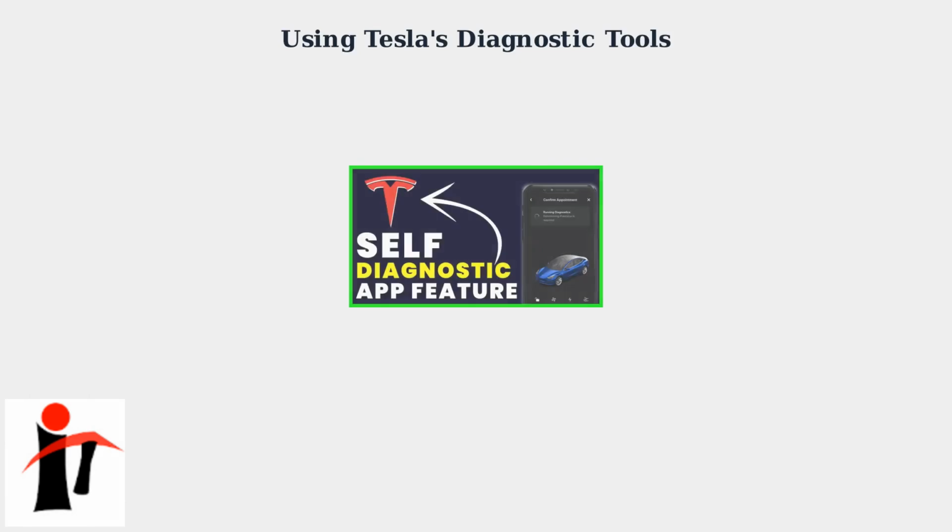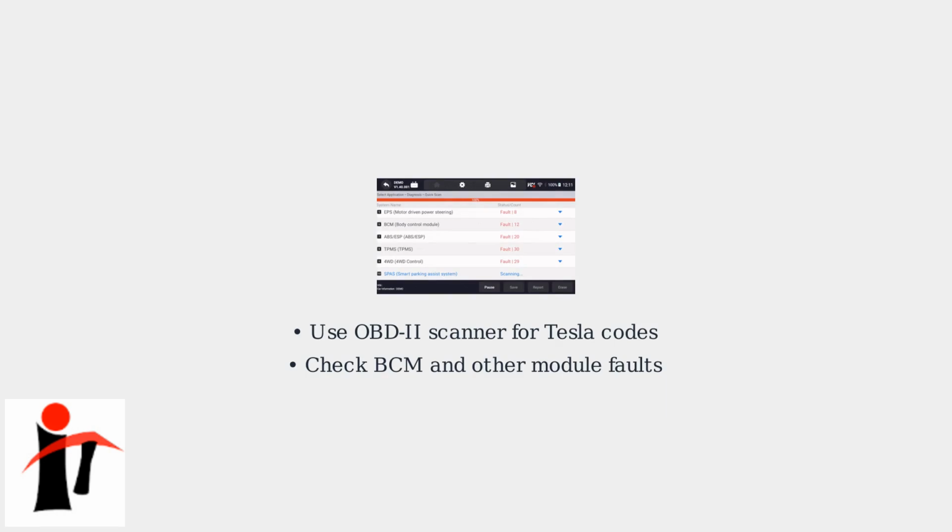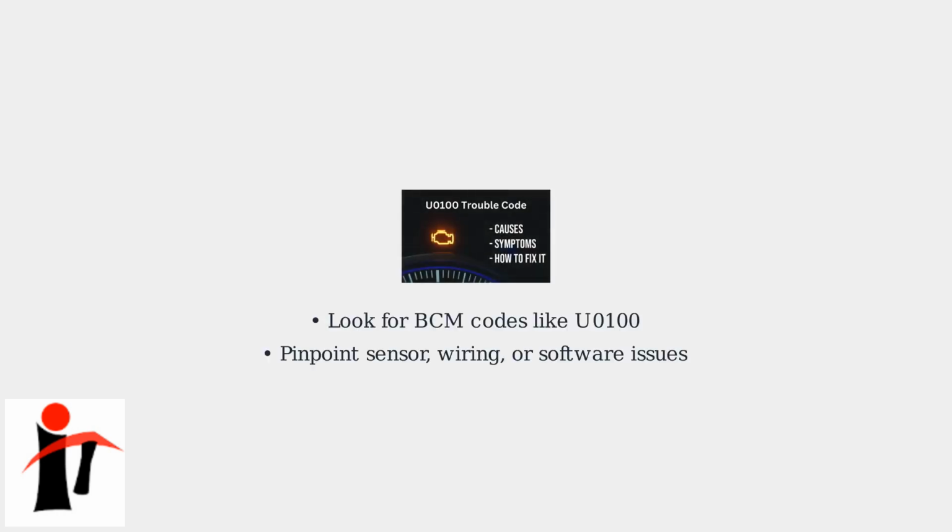Tesla's mobile app includes self-diagnostic tools that allow owners to check their vehicle's systems without visiting a service center. The app connects to your Model 3 and runs automated tests for various components, including lighting systems. An OBD2 scanner compatible with Tesla vehicles can read specific diagnostic codes. These scanners connect to the vehicle's port and provide detailed error information from the body control module. Specific fault codes help identify the issue. For example, U01000 indicates communication problems between modules.